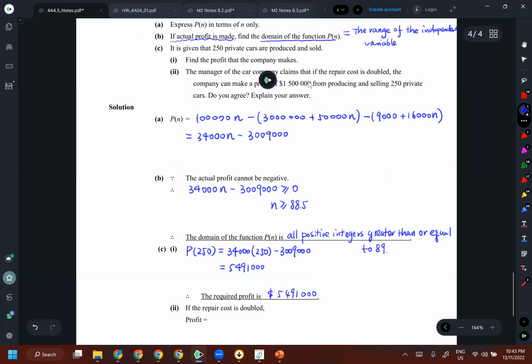Next one. The manager of the car company claims that if the repair cost is doubled, the company can make a profit of $1,500,000 from producing and selling 250 private cars. Do you agree?